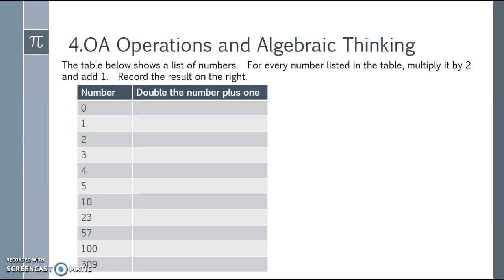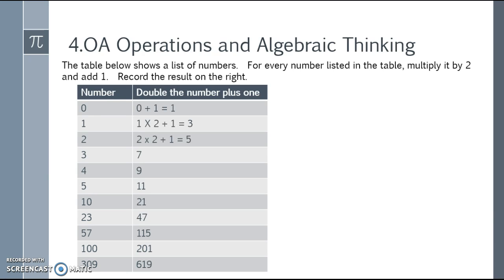The table below shows a list of numbers. For every number listed in the table, multiply it by 2 and then add 1. Record the result on the right. Go ahead, pause the video, take a moment to double the number and add 1 to each number on the left, and then we'll go over them and talk about some things that we might see.